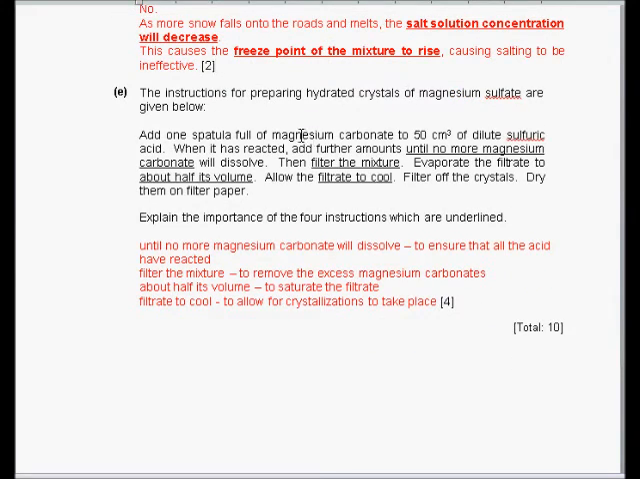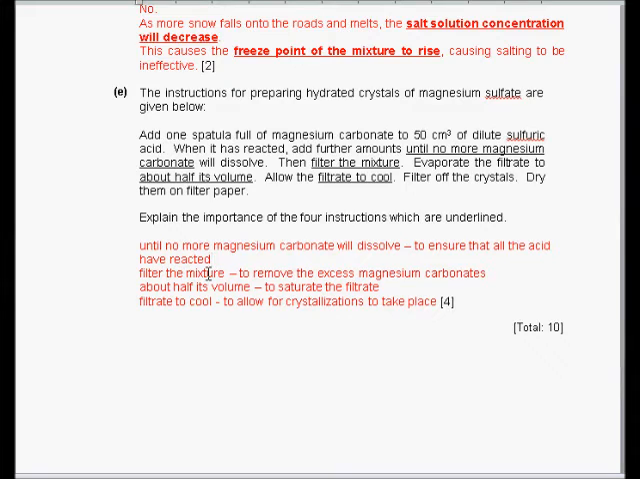Okay, and then for part E, it's salt preparation. Okay, until no more magnesium carbonate will dissolve. This is to ensure that all the acid has reacted. This one is straight out from the mind map. Filter the mixture to remove the excess.